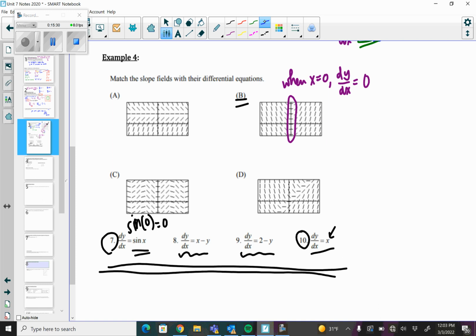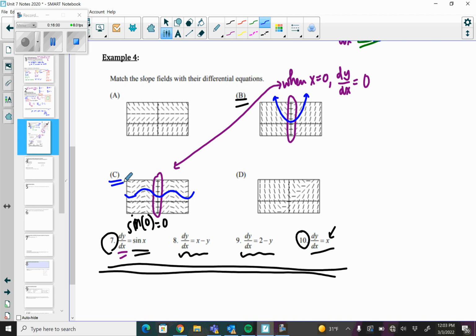But we might notice then, where is the other place where the derivative is 0 at 0? So C also has the same characteristic as B, where when x is 0, the slope of the tangent line is 0. Look at the difference in these graphs. It might also be helpful to sketch in a possible solution here. If I'm following these slopes, what do I see?